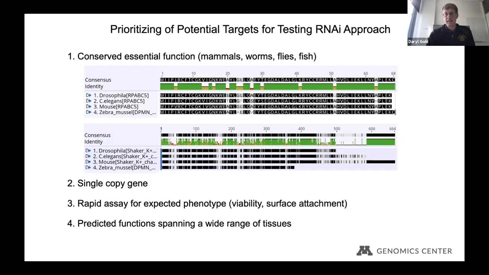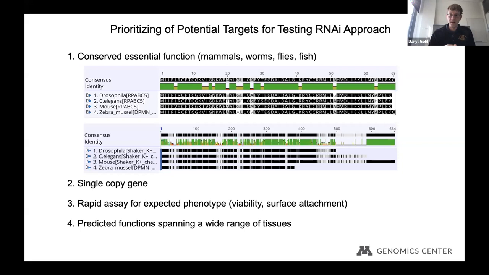And we used a few additional criteria. So one of those criteria was that the gene have conserved essential function. So we looked for genes that were absolutely required for life, for survival, in a wide variety of organisms. So mammals, worms, flies, fish. And we found a collection of genes that we thought are involved in basic cell biological processes, like transcription or DNA replication or repair, that we think have a very high chance of being essential for survival in zebra mussels.